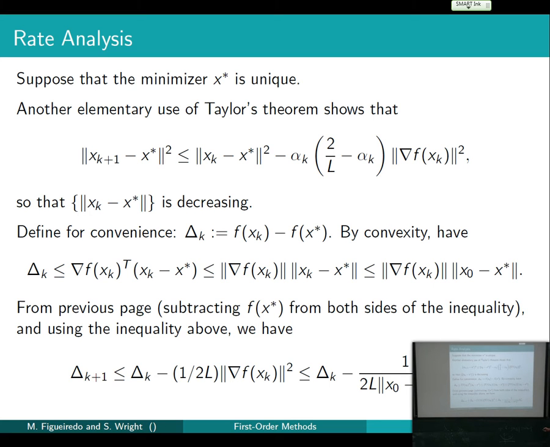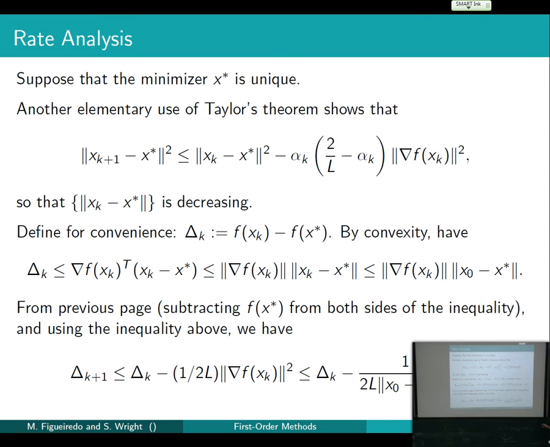By convexity, you know that this is less than or equal to that. Francis drew a picture that illustrated why that was true earlier on. That's less than or equal to that. This is the Cauchy-Schwarz inequality: the size of an inner product is bounded by the product of the two norms of the two vectors in the inner product. And then that's bounded by that because I've just replaced x_k by x_0. And because we're always getting closer to the solution, I can bound this by this.